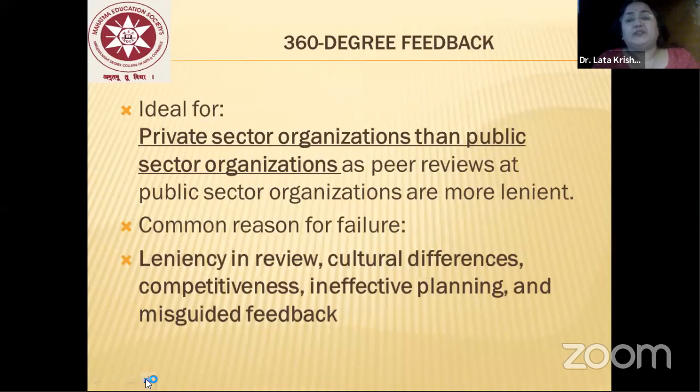Ideal for private sector organizations than public sector, as peer reviews in public sector organizations are more relieved. So this is an ideal scenario. So private sector will utilize it more willingly. Common reasons for failure: leniency in review, cultural differences, competitiveness, ineffective planning, misguided feedback. All these are the drawbacks that could creep into a 360-degree feedback.